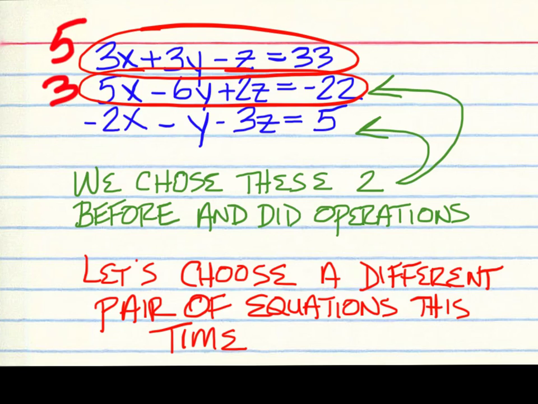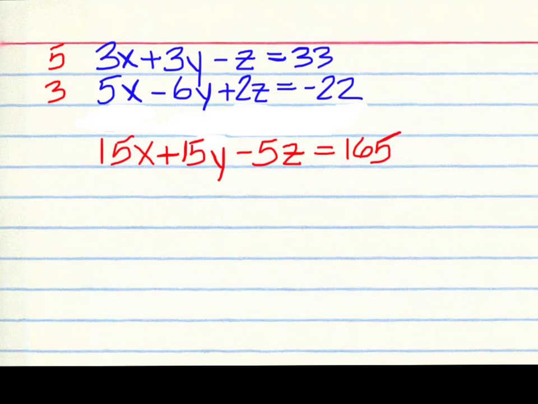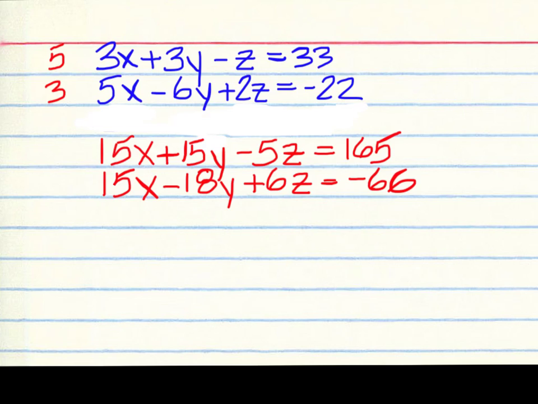So that's what we're going to go work with next, and I'll put that on a different sheet so that you can see it. So there's those two equations. The top two from the original problem. Multiply the top by 5 and the bottom by 3. On the top, you should come up with 15x plus 15y minus 5z equals 165. And then on the second one, when you multiply by 3, you should come up with 15x minus 18y plus 6z equals negative 66.